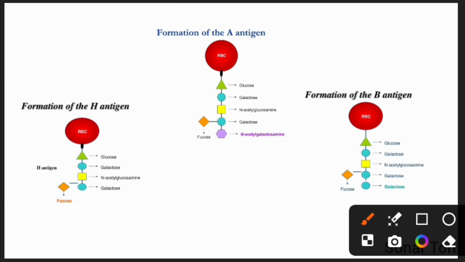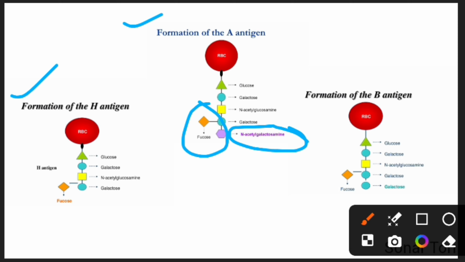There are three pictures showing the formation of H antigen, A antigen and B antigen. In the H antigen, you can see there is a fructose molecule that is attached with the precursor structure of RBC. In the same way, in the A antigen, there are N-acetyl galactosamine and fructose with the RBC precursor structure. And in the same way, there is a B antigen where there are galactose and fructose attached with the precursor structure of RBC.